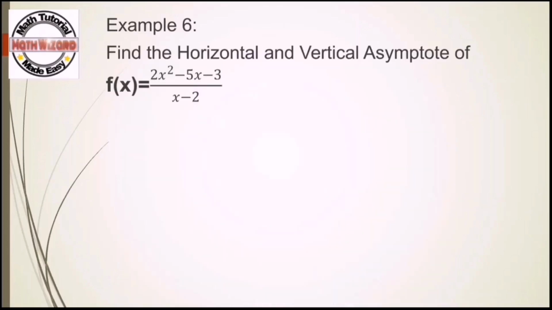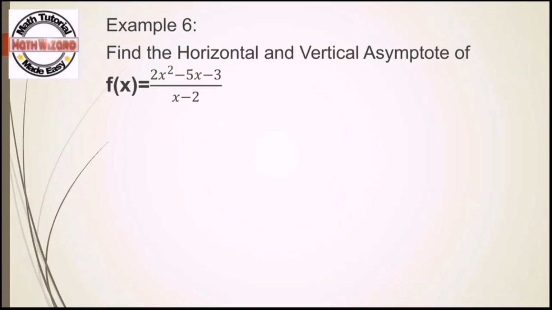Example number 6. So, again, medyo hinirapan natin ng konti. So, nagbigay pa tayong another example na makakover yung last theorem. Ayan. So, let us try. So, find the vertical and horizontal asymptote of this equation. So, 2x squared minus 5x minus 3 all over x minus 2.